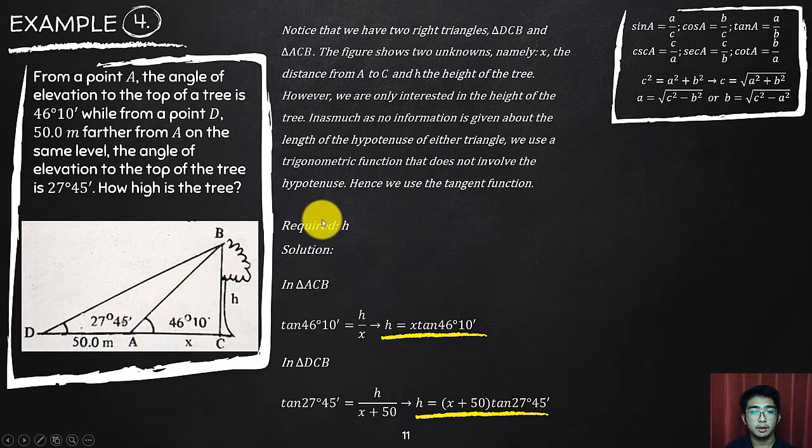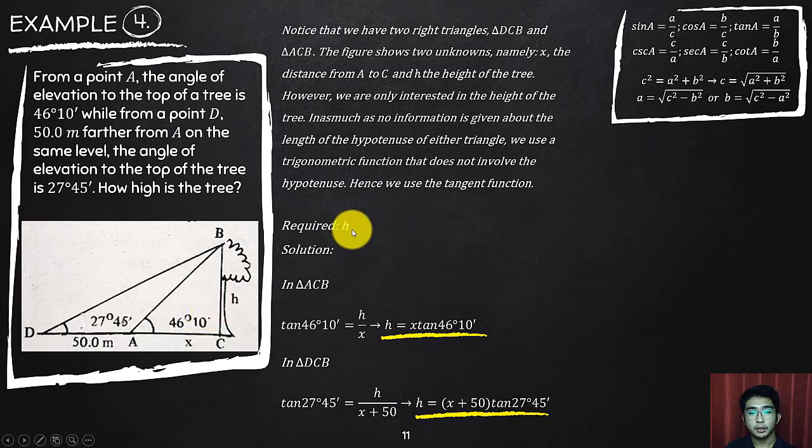We use a trigonometric function that does not involve the hypotenuse because we don't have any data on the hypotenuse. Hence, we use the tangent function. Okay. There's actually a third triangle here. If you see it, you'll notice that we have an oblique triangle, correct? That is your DAB. That is an oblique triangle. But since we are in a solution of right triangles, we're going to solve this using right triangles.